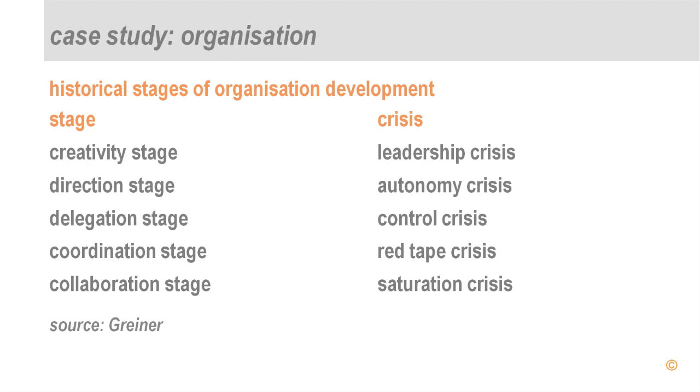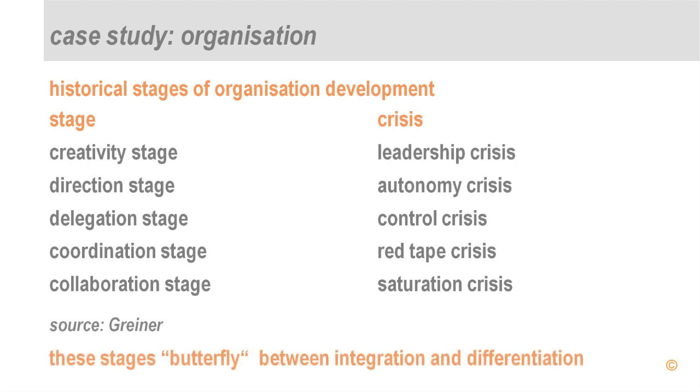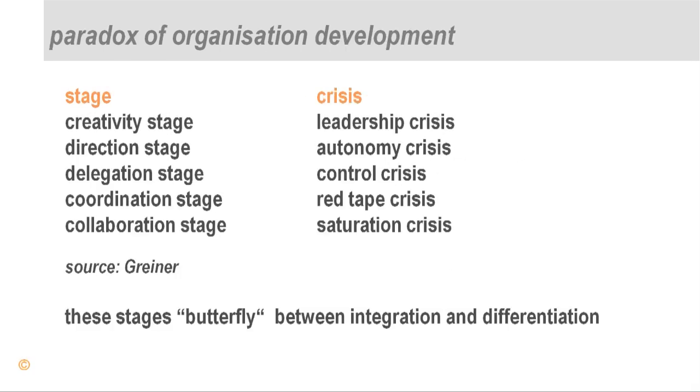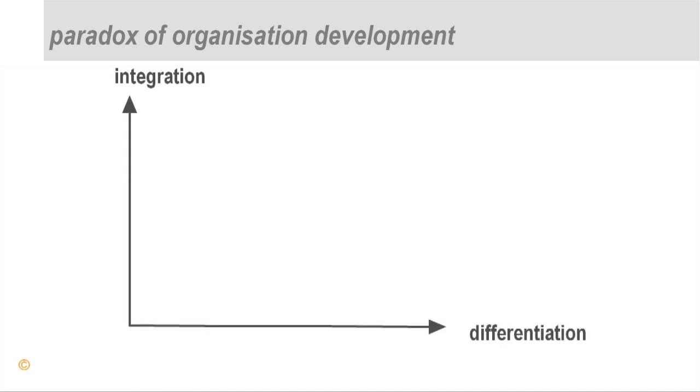From a systems point of view, what we observe through these different stages is that they represent a butterflying, as we call it, between integration and differentiation. We have previously shown and discussed paradox, namely integration and differentiation, that the system is one, is integrated, and that the system consists of many, is differentiated.